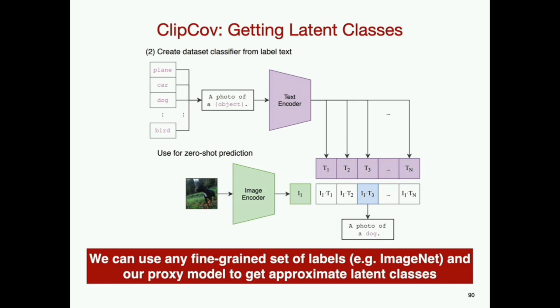So one part I left out here is that we again assumed access to latent classes, but of course we don't have this. But in this case, it's actually even easier to get these approximate latent classes. We can take whatever proxy model we have and some arbitrary set of fine-grained labels, for example ImageNet, and then we can do zero-shot classification on our data set and partition it into latent classes using the results of the zero-shot classification.